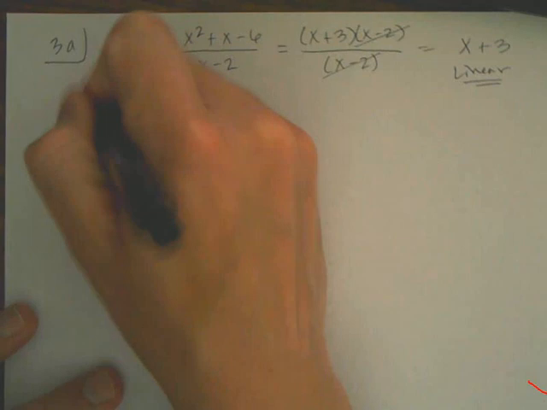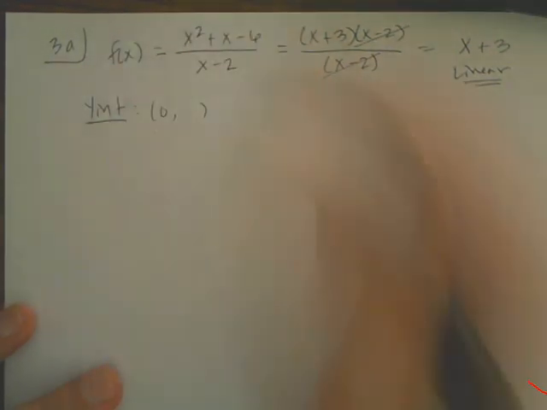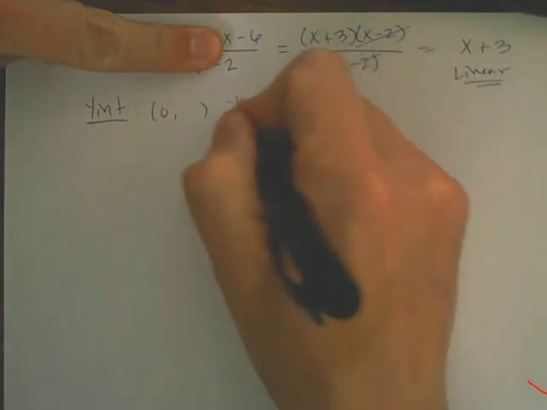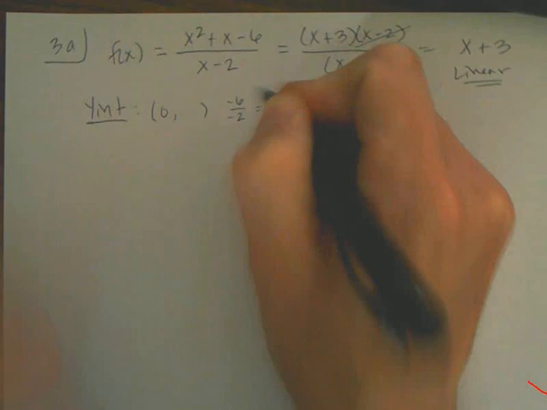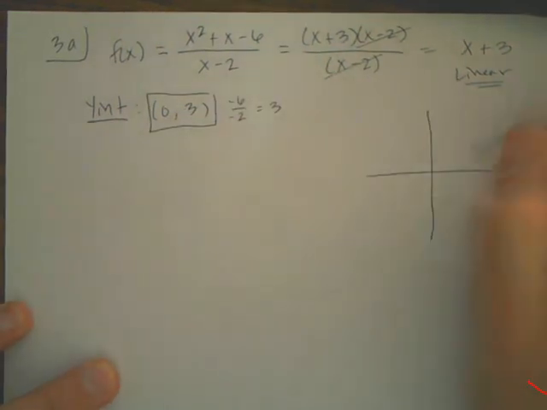The y-intercept, plug in 0 for x, and simplify. So when I cover those up, I get negative 6 over negative 2, which is 3. 1, 2, 3.